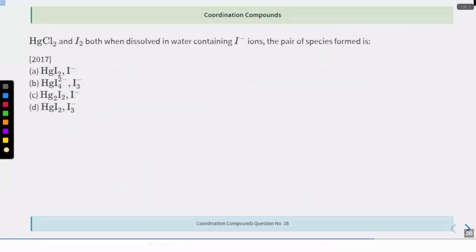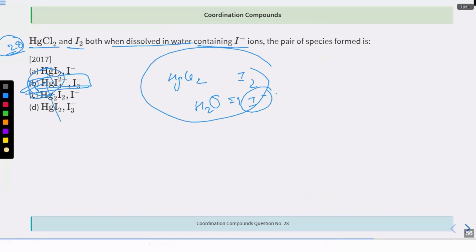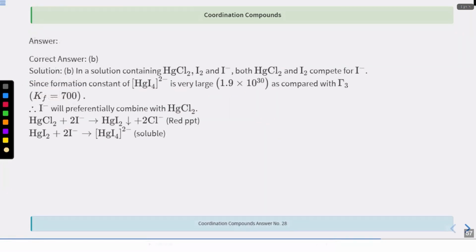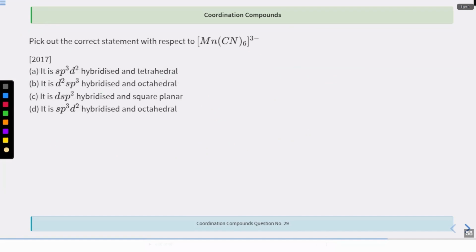I3 minus would be in a very small amount. Since the Kf of formation of HgI4 2 minus is very, very large as compared to I3 minus, this will be formed, and this would also be formed, but in a very small amount. So B is the right option to this question. Okay. Moving ahead. Question number 29.